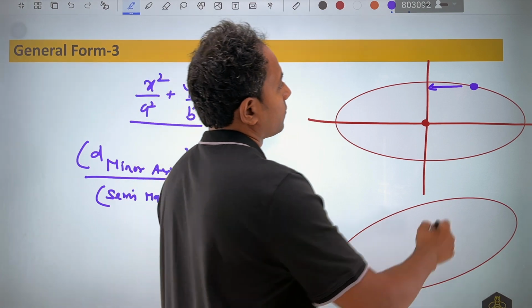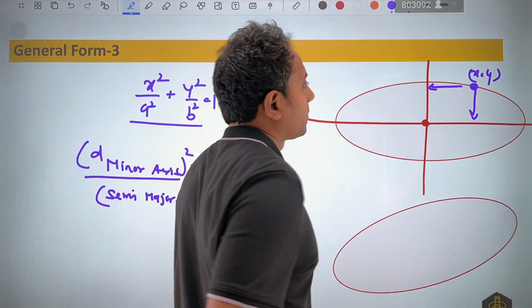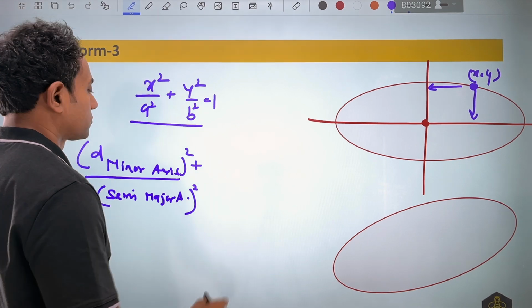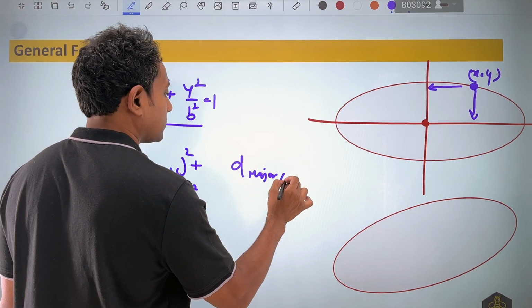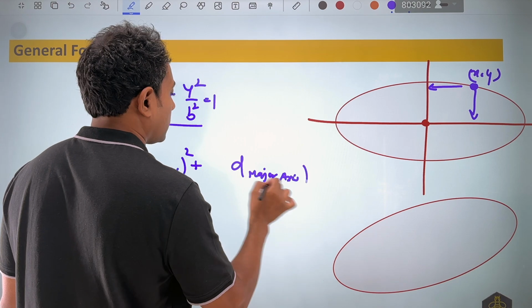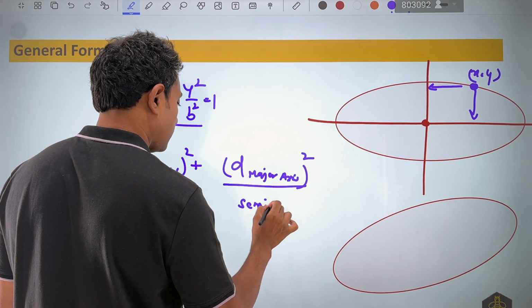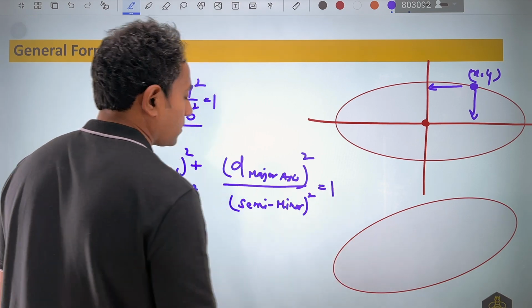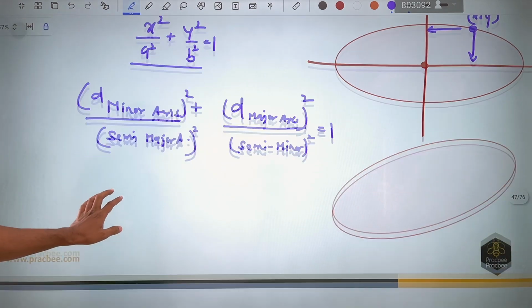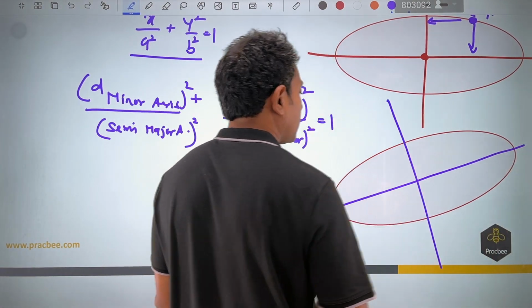And when you are doing y, what is y? Y is nothing but this distance, that is the distance from my major axis. So this will become d major axis, the distance from the major axis, whole square divided by the semi minor axis whole square. This should be equal to 1. Now you can apply this idea even in these oblique cases when the equations of the axes are given to you.